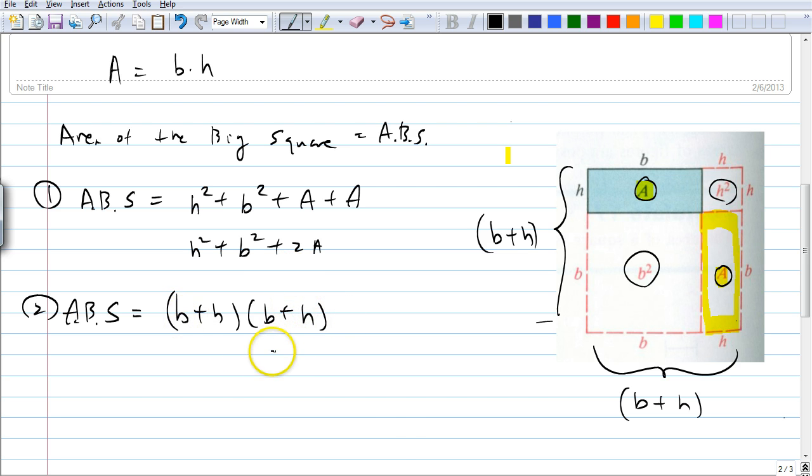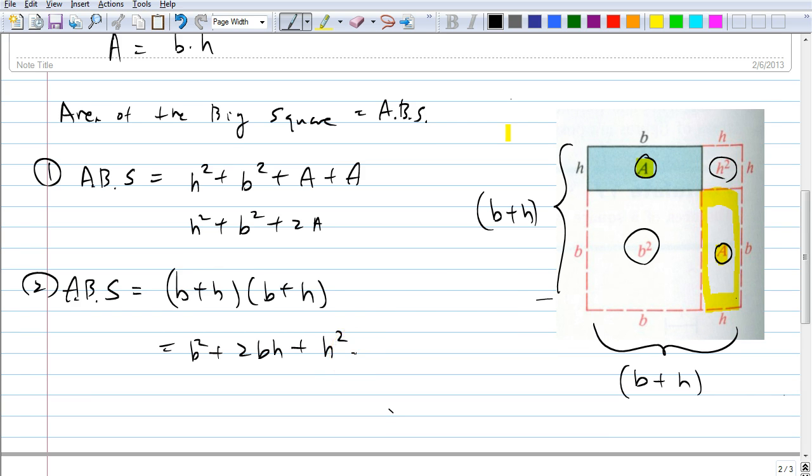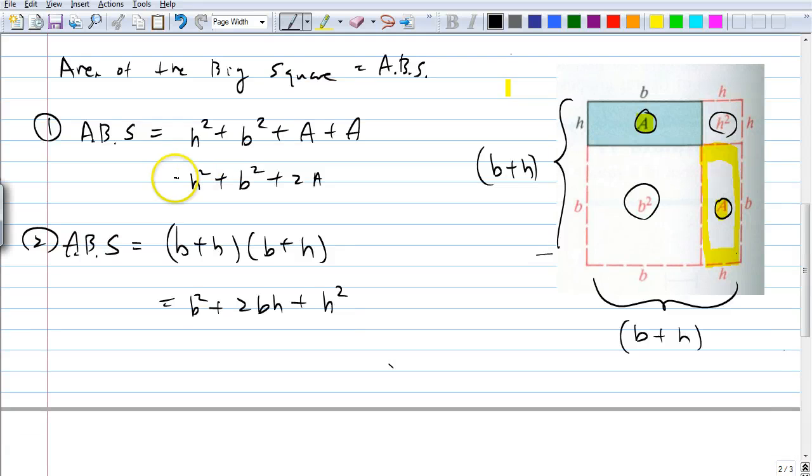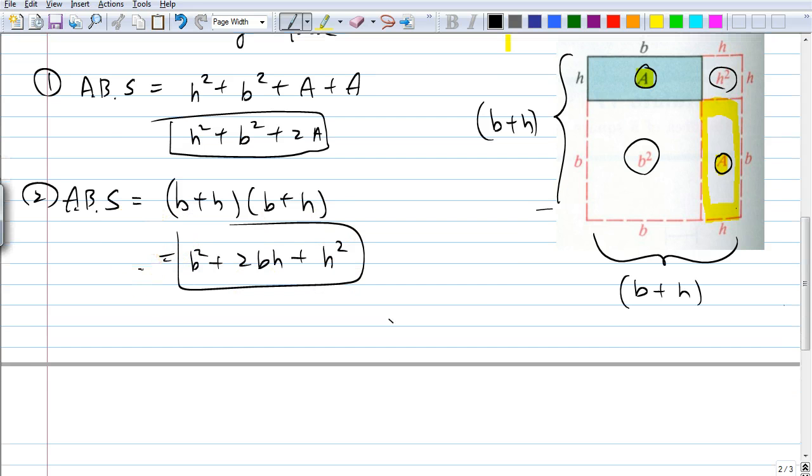By the way, do we know how to multiply this? From algebra, we know this is b squared plus what? 2bh plus h squared. Okay, now, if both of these represent the area of this big square, well, using substitution property, this would equal to what? Let me write it down using substitution. H squared plus b squared plus 2a equals b squared plus 2bh plus h squared.